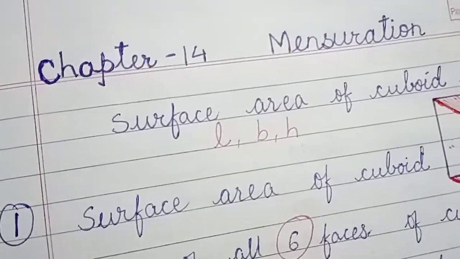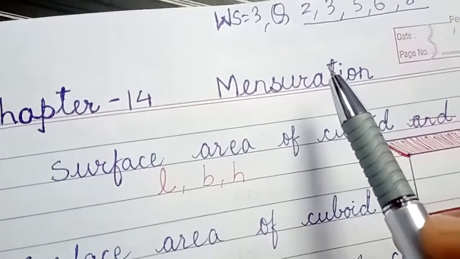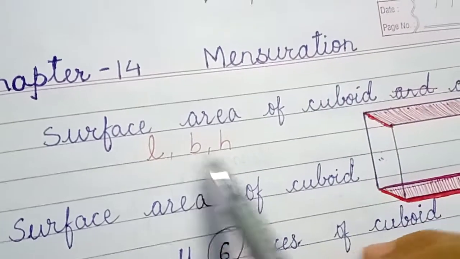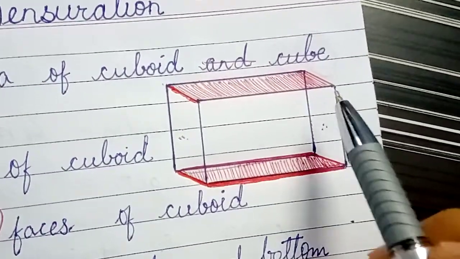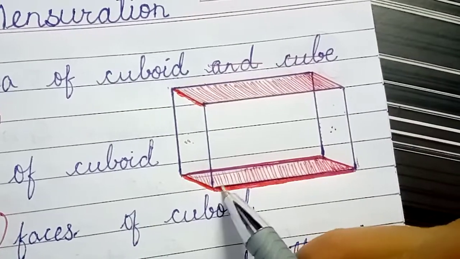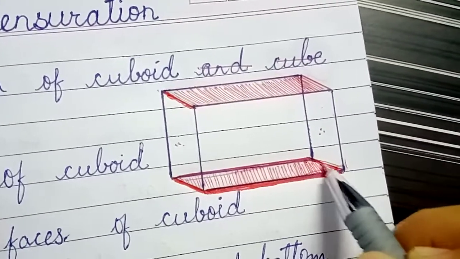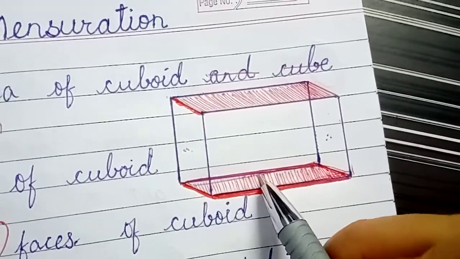Okay, I'm going to take another topic of this chapter number 14, mensuration, that is surface area of cuboid. This is a cuboid. This side is called length. This smaller one is breadth. Again length and breadth, this is one face.